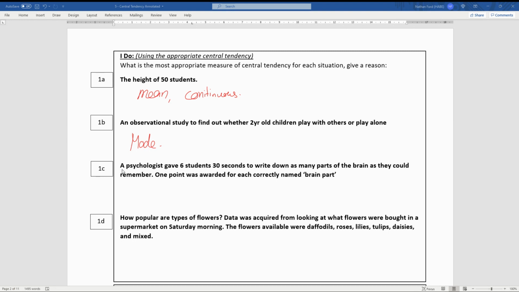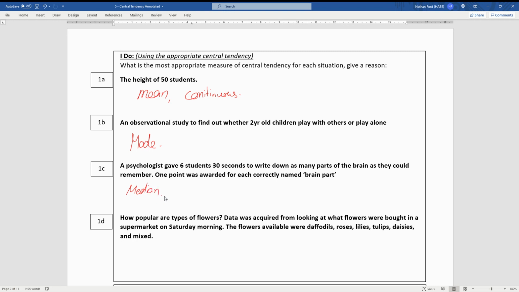Okay, next one. A psychologist gave 6 students 30 seconds to write down as many parts of the brain as they could remember. 1 point was awarded for each correctly named brain part. So first off, this is actually going to be ordinal data. Actually, no, sorry, it's going to be discrete because you can only get 1 mark each. Okay, so there's 6 students. So you have a choice. It's either going to be median or mean. So some students are going to get really, really good results. I would actually say this is median.